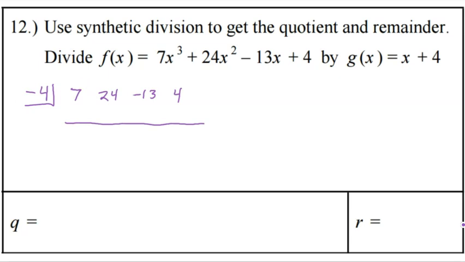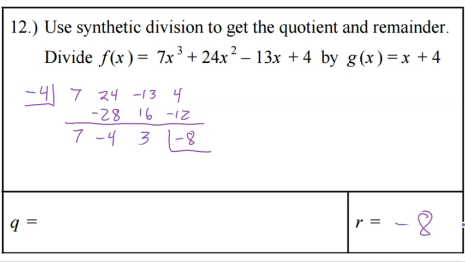All right, so we're going to carry down the 7 under the line. 7 times negative 4 is negative 28. Negative 28 plus 24 is negative 4. Negative 4 times negative 4 is 16. 16 plus negative 13 is 3. 3 times negative 4 is negative 12, and negative 12 plus 4 is negative 8. And that is our remainder. Our remainder is right here, negative 8. So down here, we're just going to write negative 8.